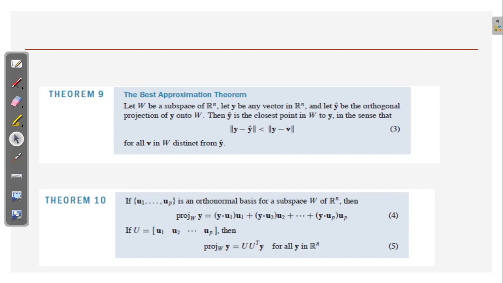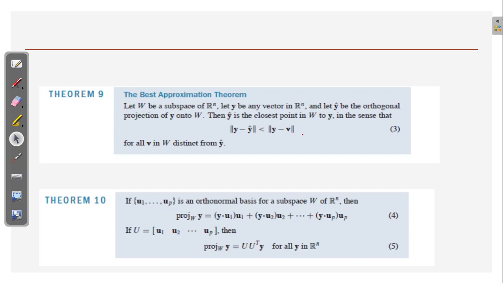Let W be a subspace of Rn. Let y be a vector in Rn, and let y cap be the orthogonal projection of y onto W. Then y cap is the closest point in W to y, in the sense that norm y minus y cap is less than norm y minus v.